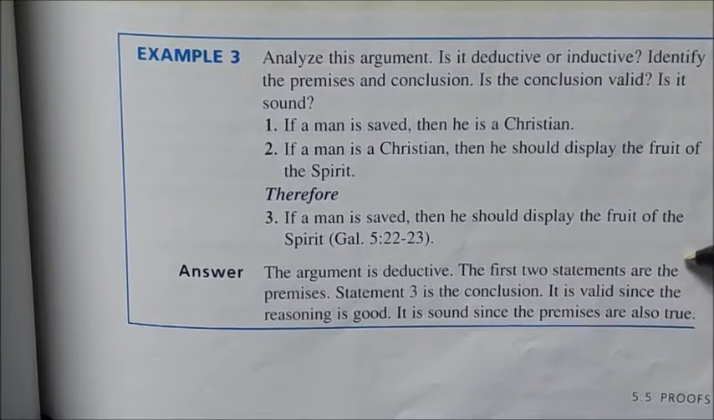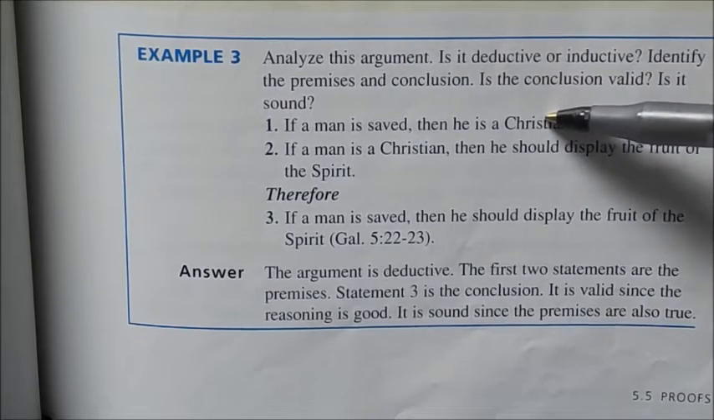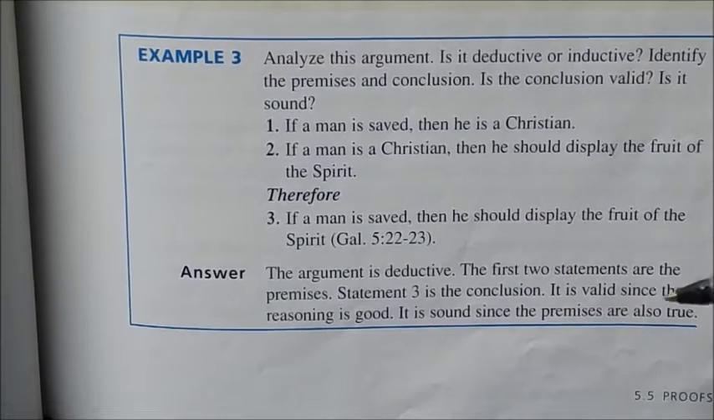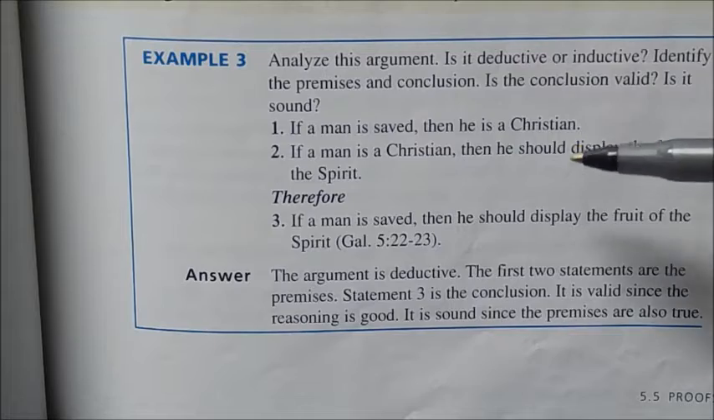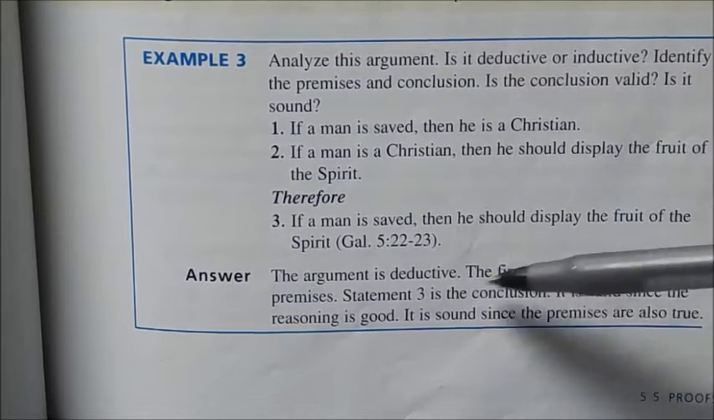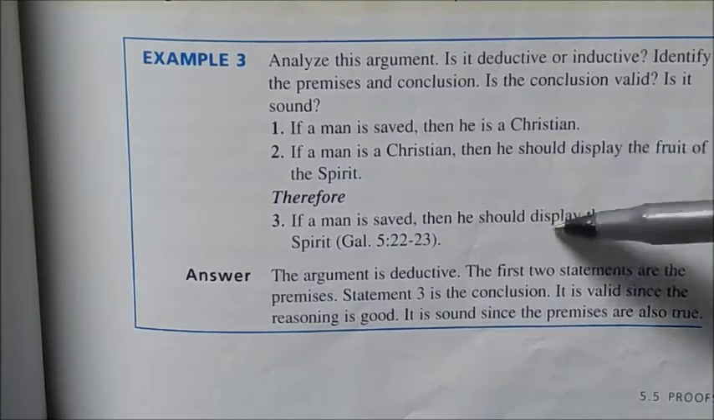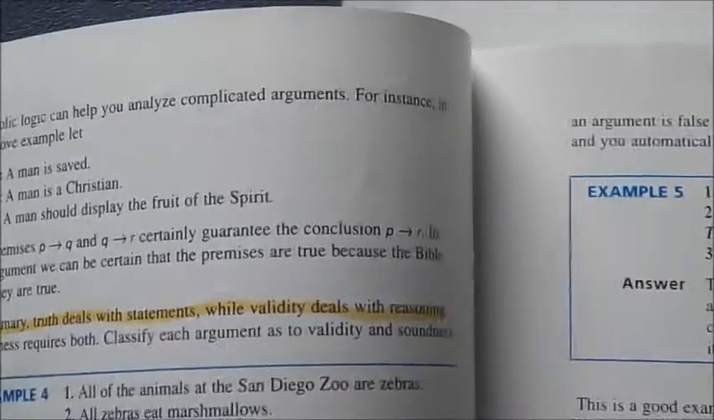So it says the first two statements are the premises. You can see that they're asking you to identify premises and conclusion. So here are the two premises, and then the bottom one is the conclusion. It's valid since the reasoning is good. It made sense. We walked through it. Everything made sense. And then we're going to say it's sound because it was valid and these were true. So we have sound. Anyhow, read through that, study it if you need a little bit more time. And then let's take a look at the next page, which has it in symbols.